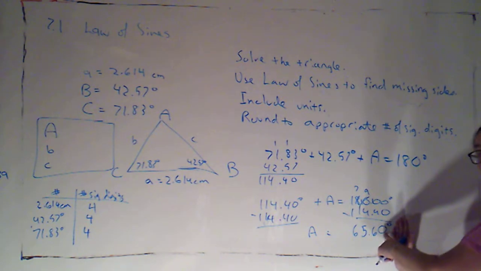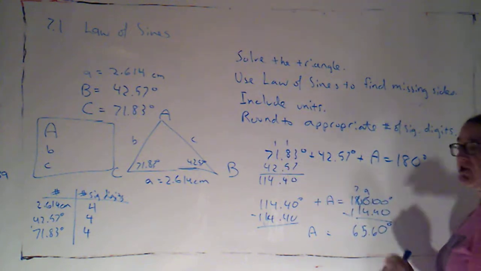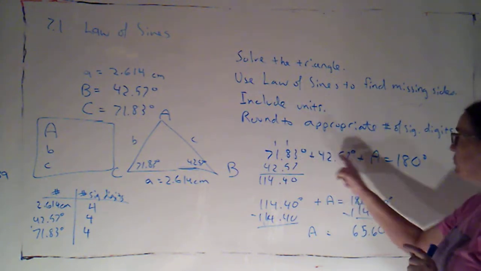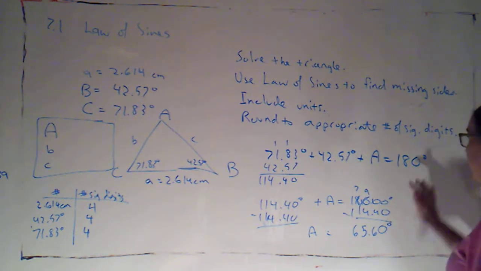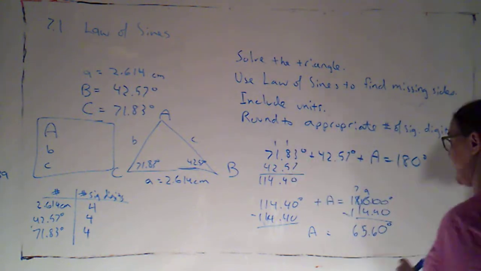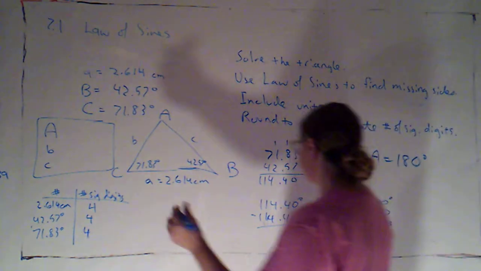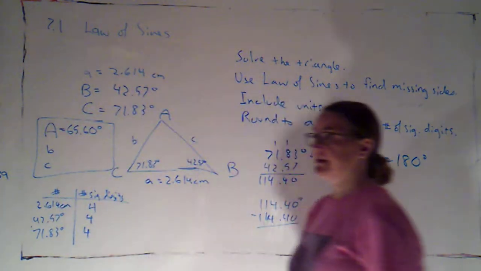I do want to include that 0. Remember, the rule when you're adding and subtracting is just that you round to the same place value, which in this case was the hundredths place, as the other measured quantities. The 180 degrees was a perfect number. These were the 2 measured angles, and they were both to the hundredths place. So my A would be 65.60 degrees.